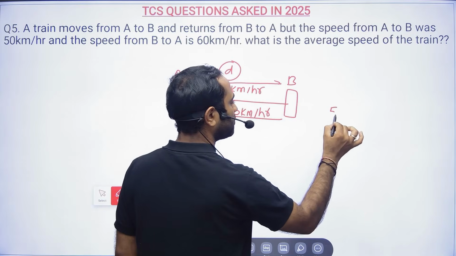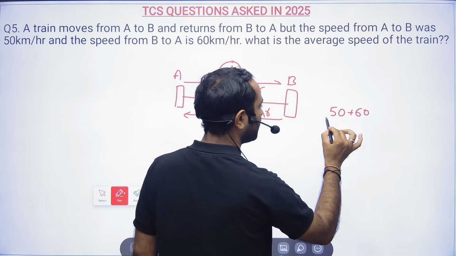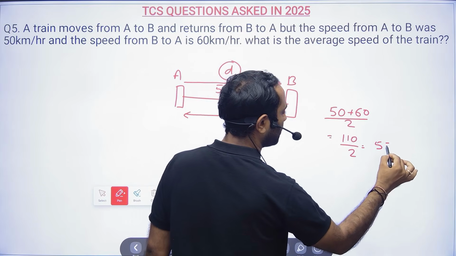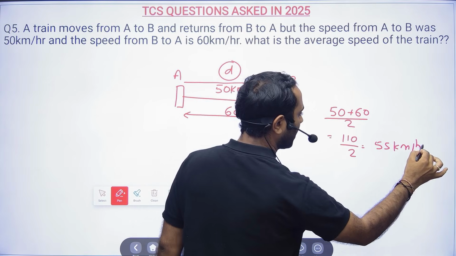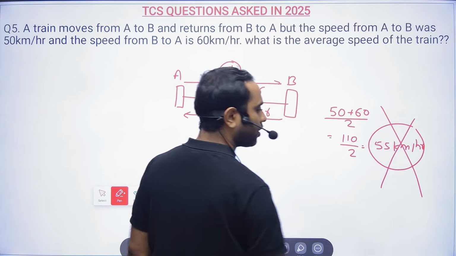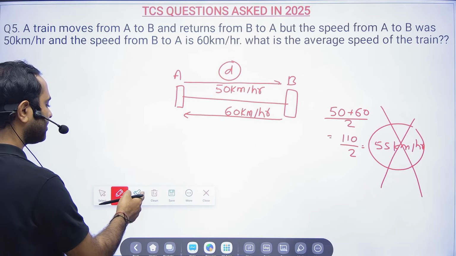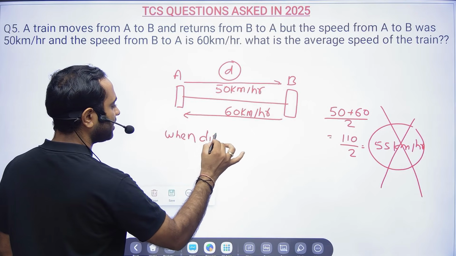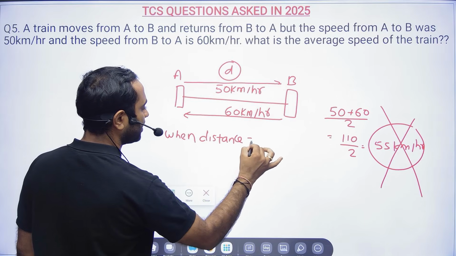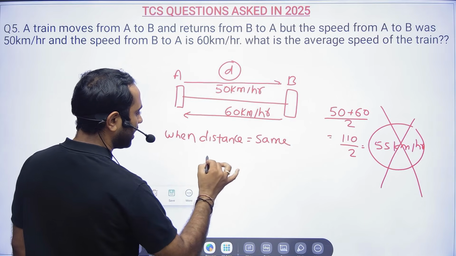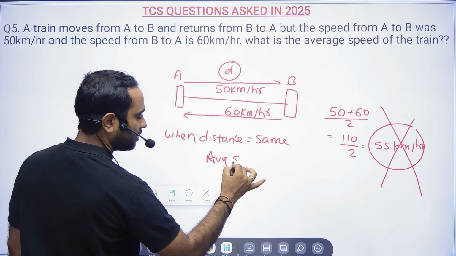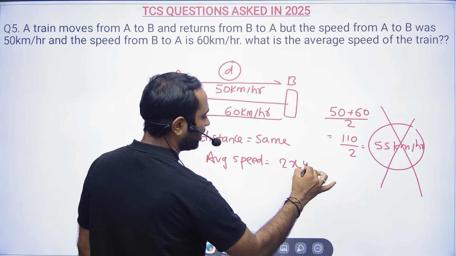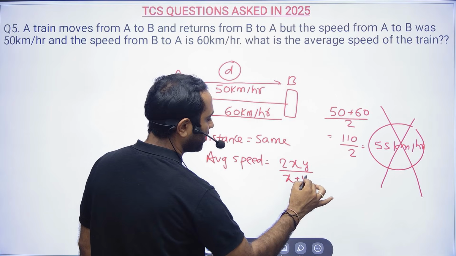Now many people will do, sir, 50 plus 60 and divided by 2. Sir, 110 by 2, that is 55 km per hour, which is completely wrong. Your answer will be near to this, but not this, okay? So friends, you know the formula. When the distance is the same, then average speed will be 2xy divided by x plus y, where x and y mean the speeds.